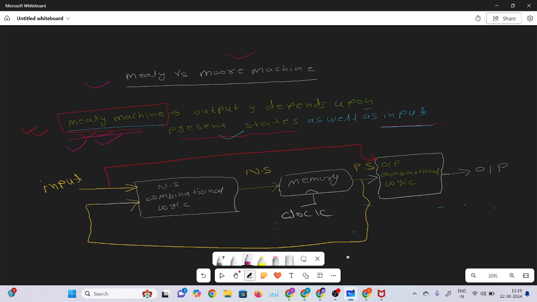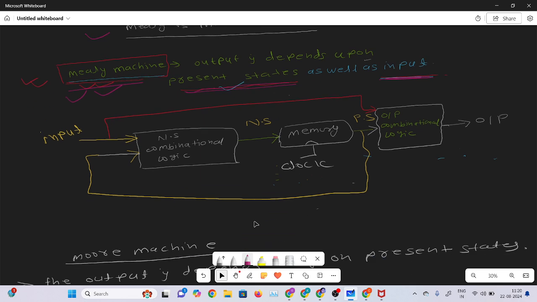In the case of the Mealy machine, the output depends upon the present state, meaning the current state, as well as the input. Two things you need to remember. In the circuit, a combinational block gives the next state, the memory holds the present state, and there is the output combinational logic block.